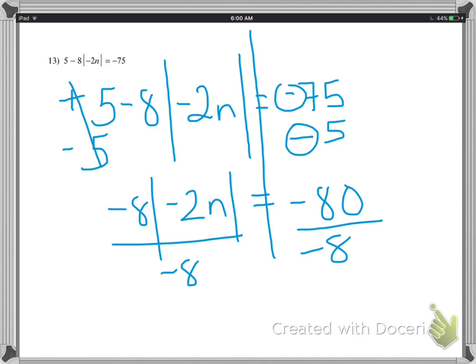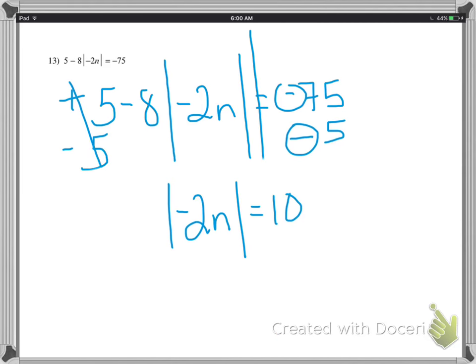Dividing both sides by a negative 8, those negative 8s cancel out, leaving me with the absolute value of a negative 2n equal to, now a negative divided by a negative is positive, 80 divided by 8 is 10. So what I have now is an opportunity to judge this absolute value to decide how many solutions I have. So hang on a second, let me just move over, move up. One quick second, making room.